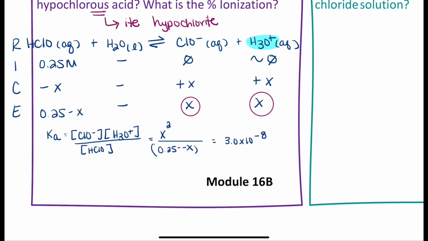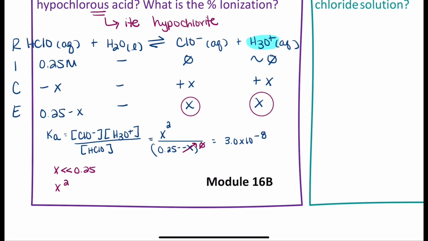I am going to follow the 5% rule and check in a minute. Again, the 5% rule usually works if my Ka is small. My Ka is really small. If it's smaller than 10 to the negative 5, it should work. It's 10 to the negative 8. I will check it in a sec, though. So I'm going to assume that my x is really small compared to 0.25. Therefore, I can ignore it.